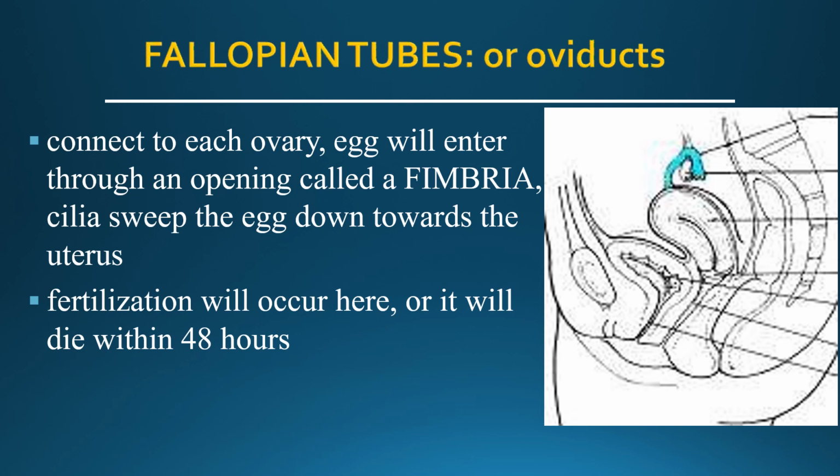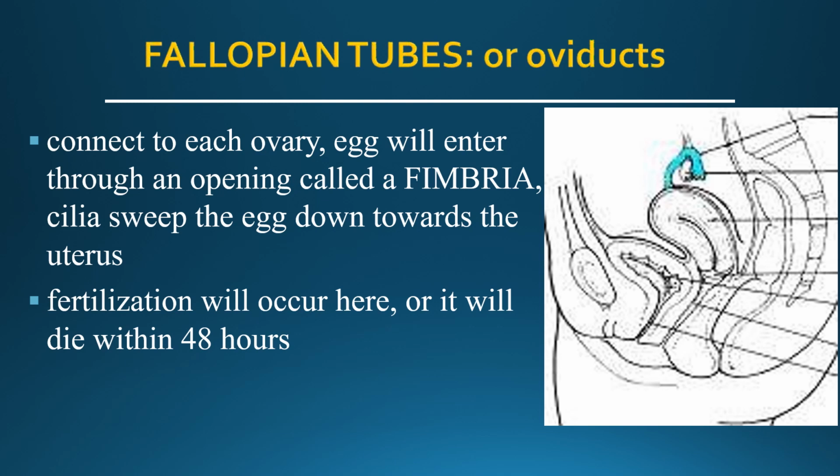And coming to the fallopian tubes, so we have seen the vagina and uterus, now the fallopian tubes. So these blue colored ones extending from the uterus are the fallopian tubes or oviducts. They connect to each ovary. The egg will enter through an opening called the fimbriae and cilia sweep the egg down towards the uterus. Fertilization will occur here or the egg will die within 48 hours.